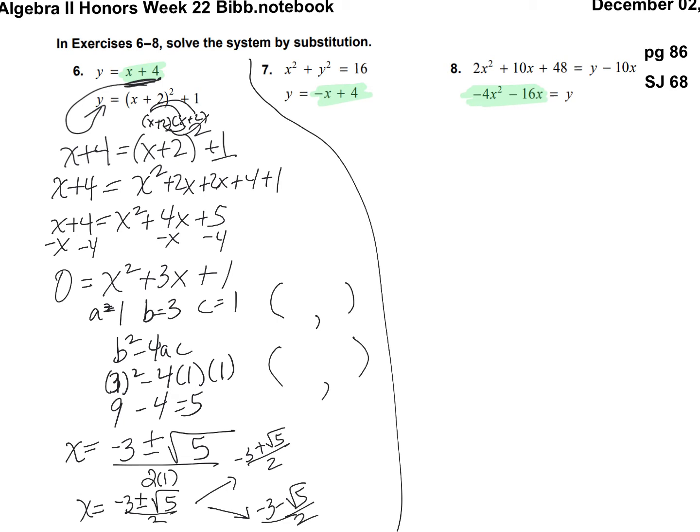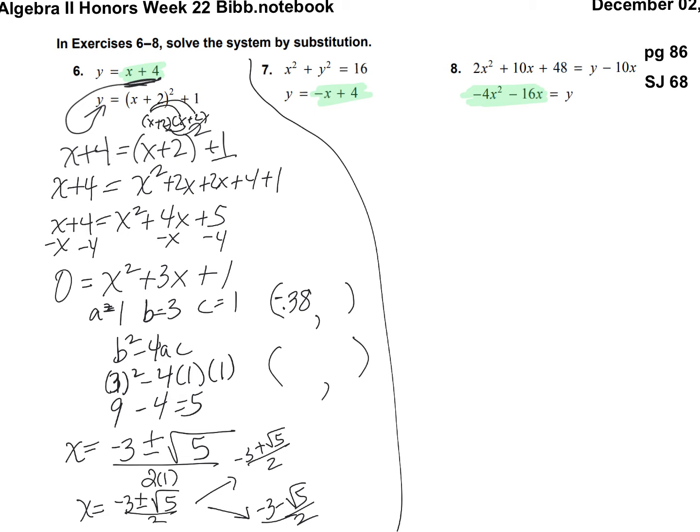I'm going to type it in my calculator. Negative 3 plus the square root of 5. I'm going to go ahead and press equals, and then divide by 2. And I got negative 0.38. Now, I hate to round and then substitute. You all know I hate to do that. But in this circumstance, I think it's easier to just round and substitute. So I got negative 0.38 for my first x coordinate.